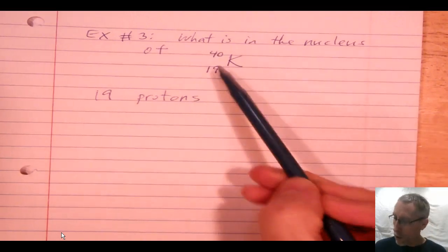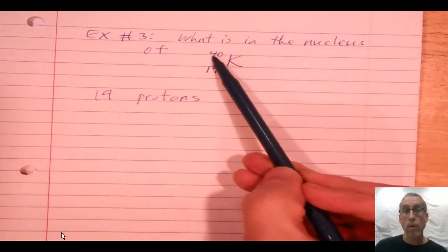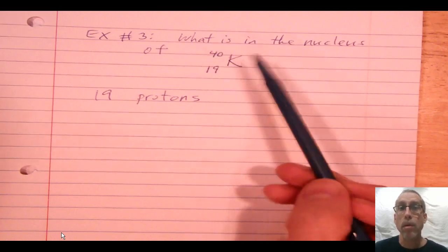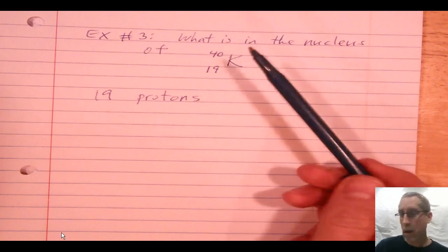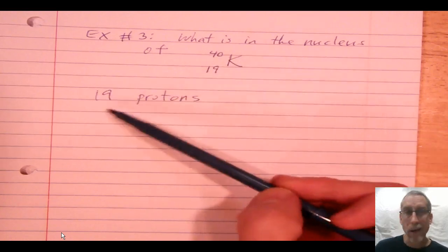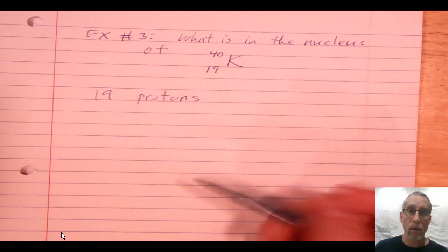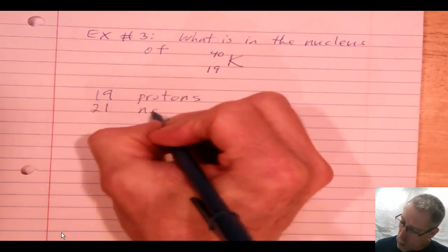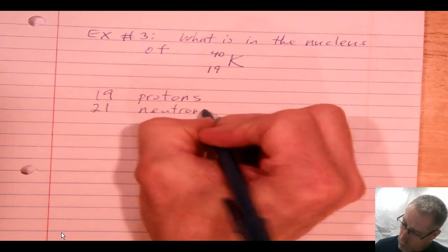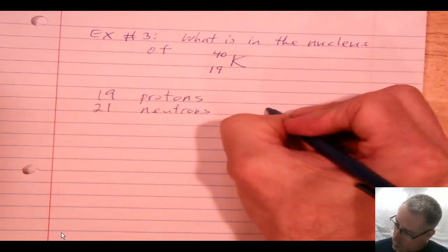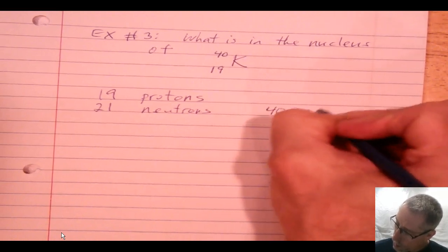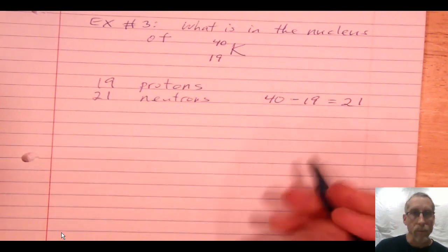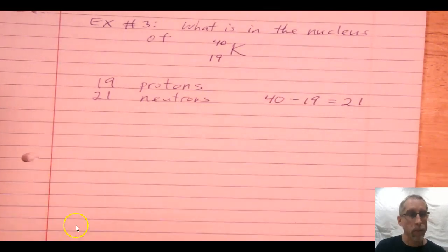And what about this 40? A common mistake is to say there's 40 neutrons. But remember, this mass is the total of the protons plus the neutrons. So the question is, 19 protons plus how many neutrons is going to make 40? Ends up being a little subtraction problem. 21 neutrons. Okay? And again, what I did here was I did 40 minus 19 equals 21. Okay? So we're kind of working backwards there. How's that look?